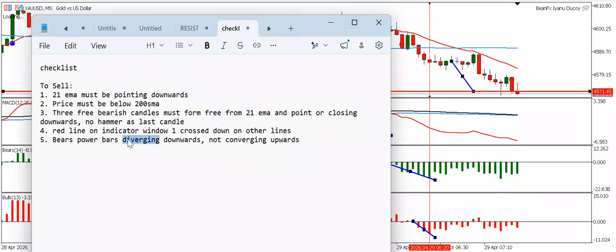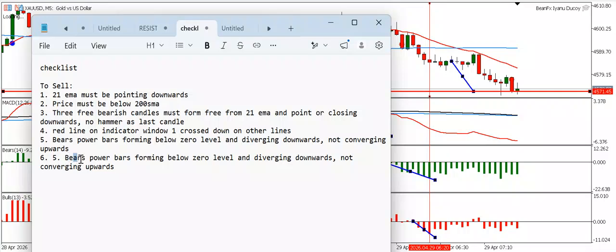The bear power bars are forming below the zero level and diverging downwards. 5 and then 6. 6, bull power: bull's power bars forming below zero level and diverging down, not converging upward.